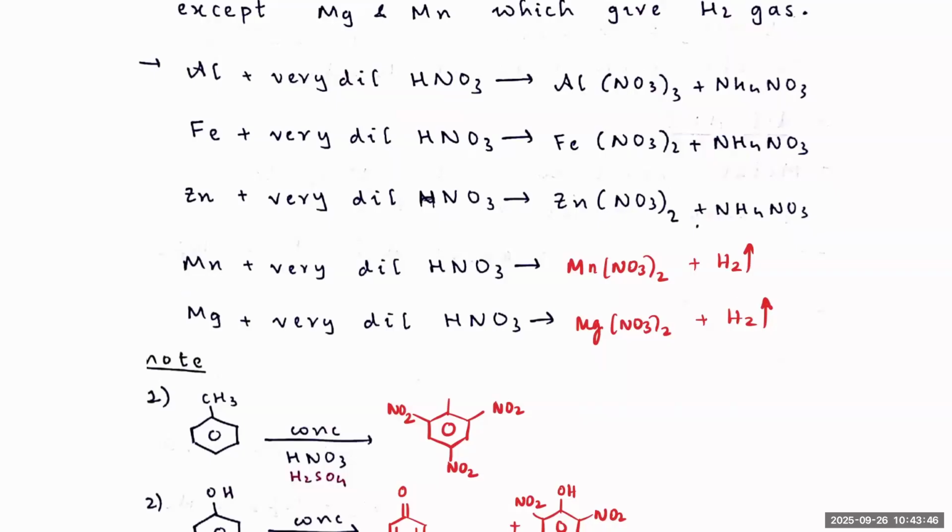Manganese, you react, you will get H2 gas instead of ammonium nitrate. Same case, magnesium, you react, you will get H2 gas instead of ammonium nitrate. So these two are the only exceptions we will notice: manganese and magnesium.